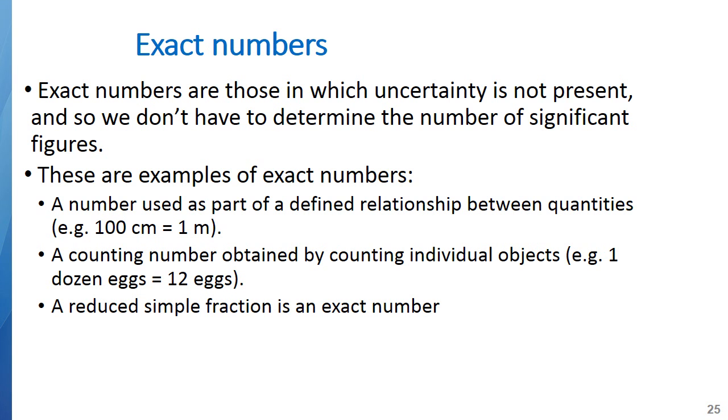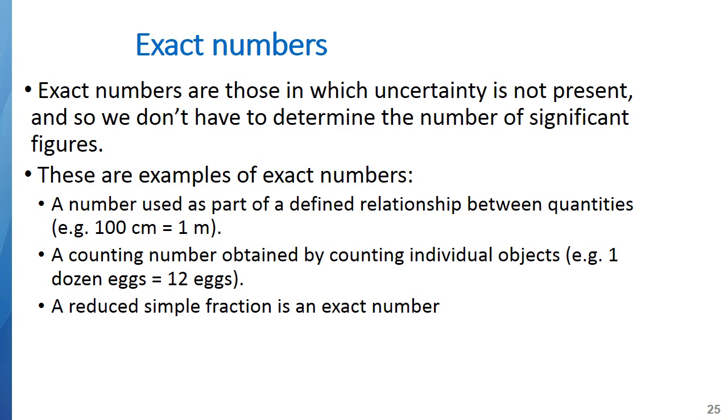There are some numbers that have no uncertainty involved with them, and we call these exact numbers. Exact numbers are those where uncertainty is not present, and so we don't have to worry about rounding them or about significant figures or about how to count them.